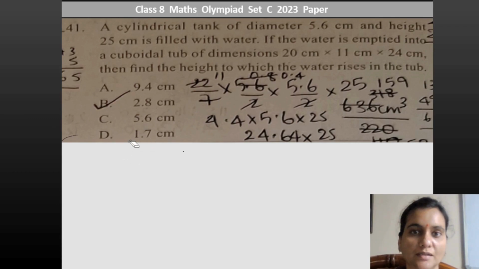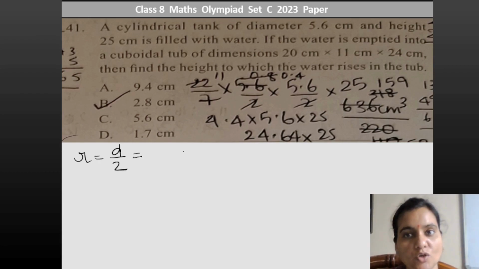Now we need to find first the volume of water in the tank, which will be equal to the cylindrical tank's volume. For that we need pi r square h, so we need the radius. Radius will be diameter divided by 2, which is 5.6 centimeter divided by 2, that is 2.8 centimeter. This is the radius of the cylindrical tank. Now we will use the formula pi r square h to find the volume of water in the tank.